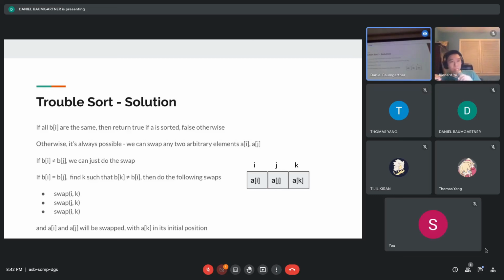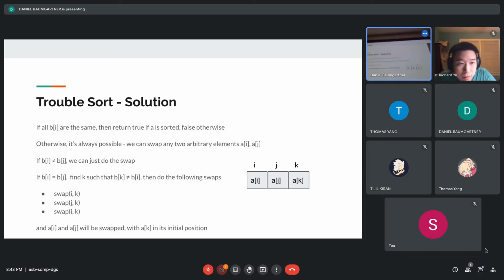Next case, we have at least one pair of indices such that the values in B are different. And as it turns out, this actually gives us a lot of power in rearranging, because of how we would swap variables normally. We can treat one index as a temporary placeholder, and then swap things. Now we can on demand swap any two elements in A, and just like that, we can sort the array.